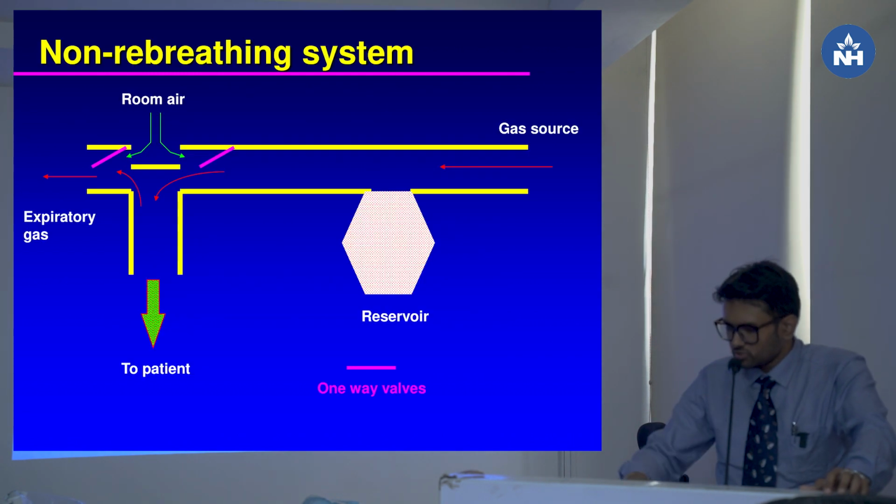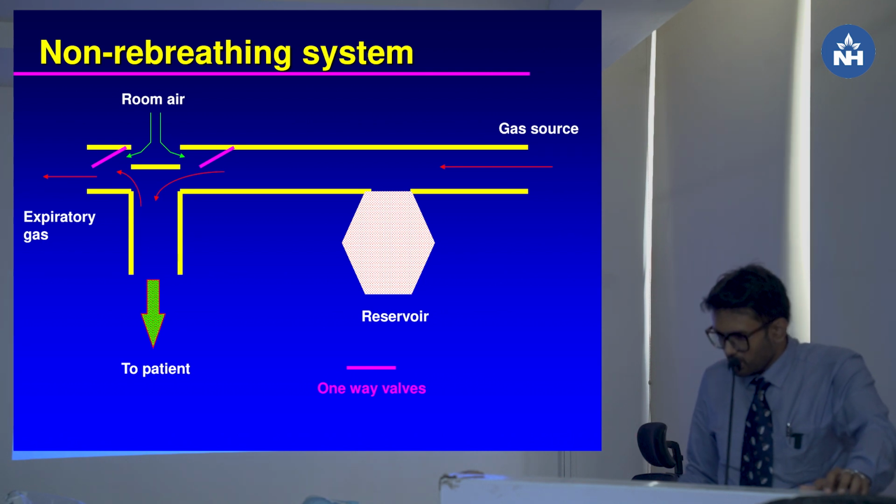This is the diagram. Air enters from the inlet to the reservoir, and from there during inspiration the patient inhales from the bag. There is a valve which prevents backflow of air to the reservoir, and there is an expiratory one-way valve through which the expiratory gases are exhaled out.